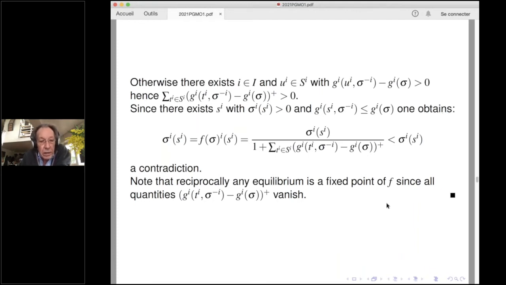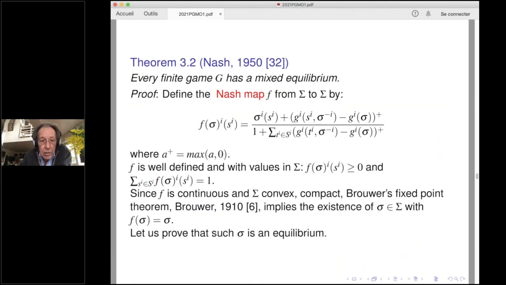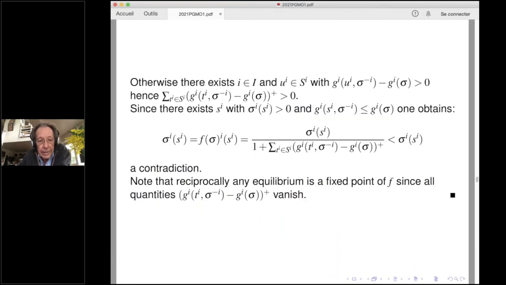And it's clearly easy to see that if you have an equilibrium, then you have a fixed point, because for an equilibrium, these quantities are all 0. Okay, so you have 0 and you solve. Good. So this was the proof in Nash's thesis using this map. Okay, and we'll see this map again in the future.